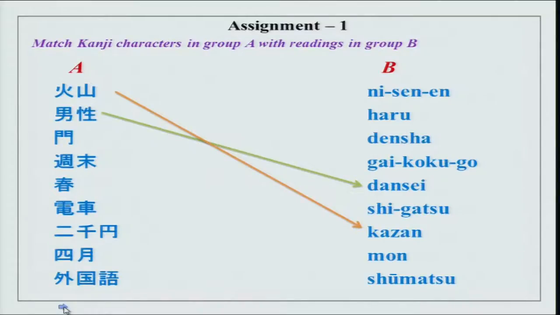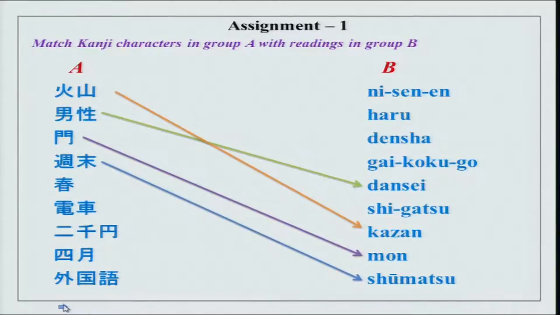Dansei is boy or a man. Mon is a gate, and you can see from the character itself, it appears like a gate as well. Then shumatsu, which is weekend. Haru, which is spring.